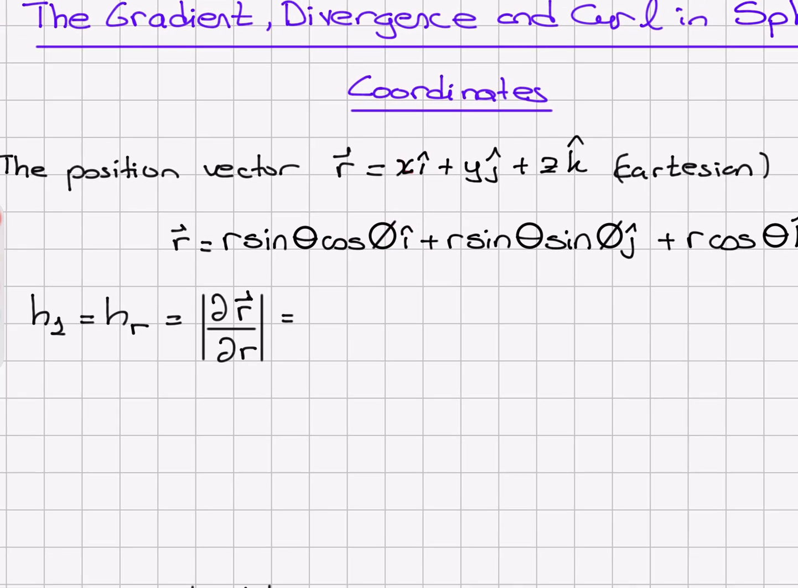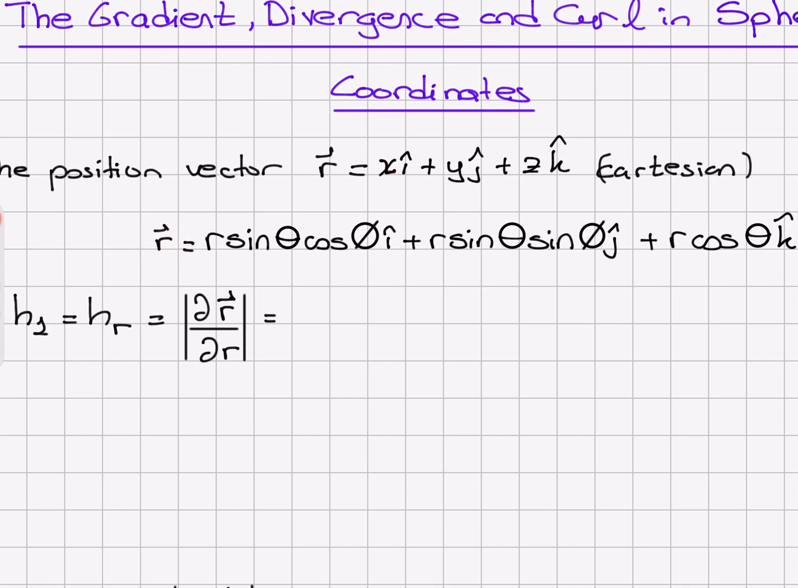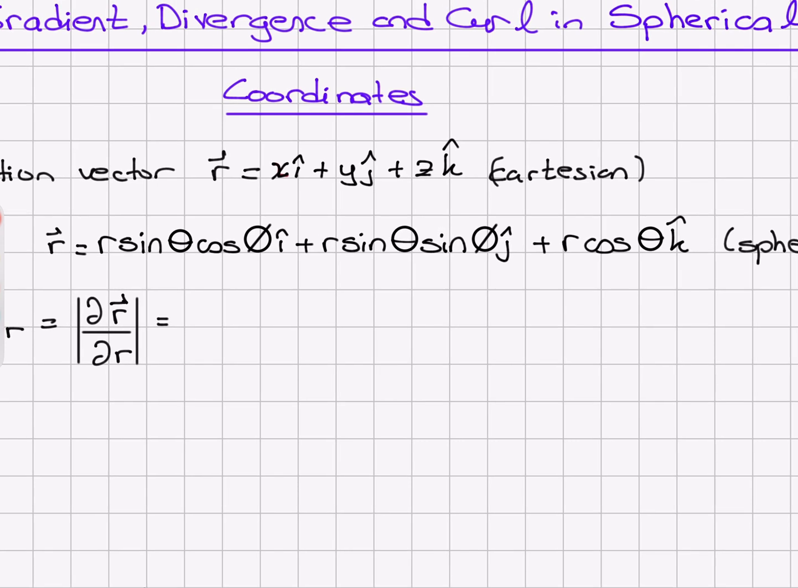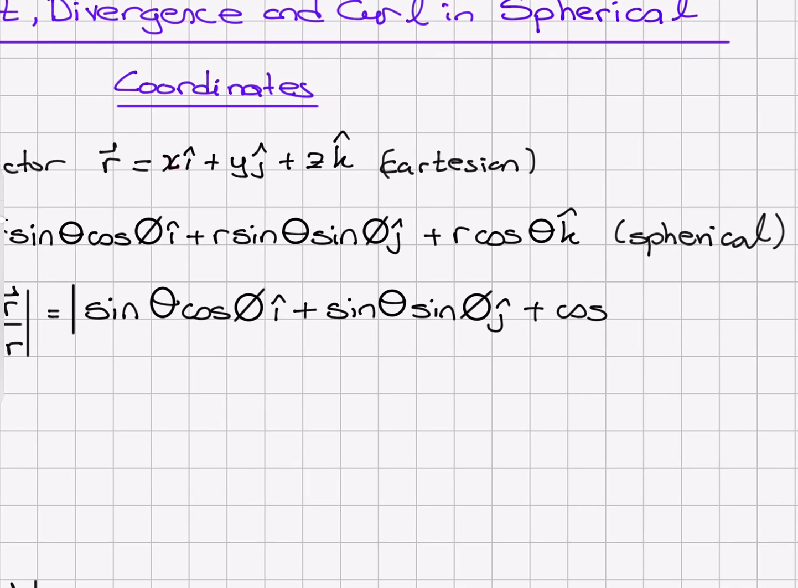Now, in order to get the scale factors here, I have to take a derivative of the position vector with respect to r and take its magnitude. Now, r is present in each term, so I will have sine theta cosine phi, sine theta sine phi, and cosine theta. So I have to take the magnitude of sine theta cosine phi in i hat direction plus sine theta sine phi in j hat direction, and then plus cosine theta in k hat direction.